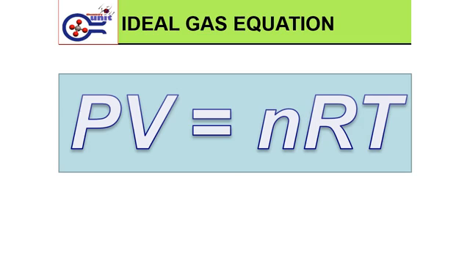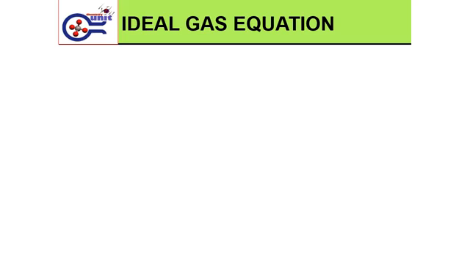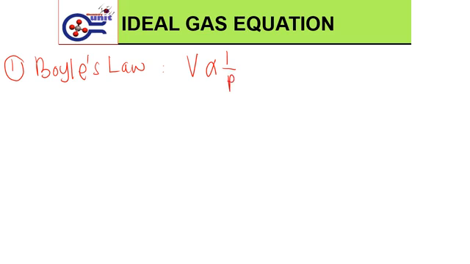Next, the ideal gas equation. The ideal gas equation is PV equals nRT. So this is known as the ideal gas equation. How do we derive the ideal gas equation? The ideal gas equation comes from the gas laws. Firstly, Boyle's law. Okay, let's revise. Boyle's law: V is inversely proportional to the pressure at constant temperature and n.